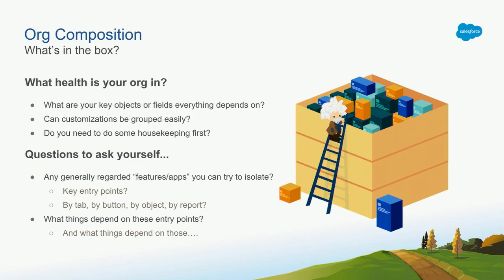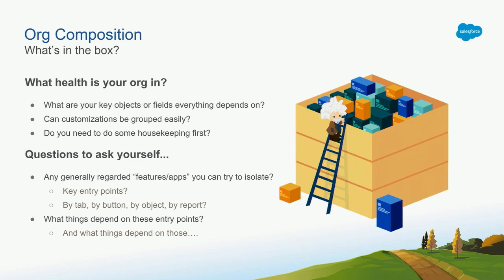You might want to be able to group things. You might want to start using packaging. So how do you know what is a safe grouping of components to actually take out and use as a package? You need to do some housekeeping, potentially. Before you go any further, you might need to do some dead wood, some deleting of certain things and clean things up.